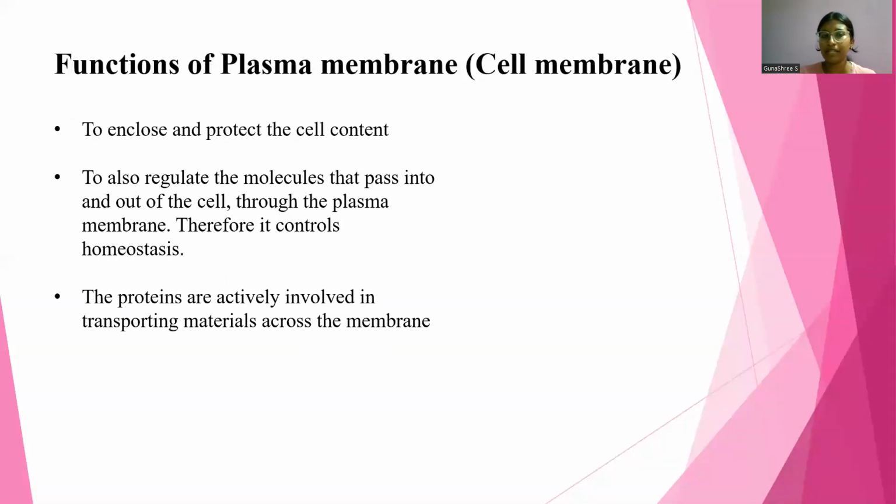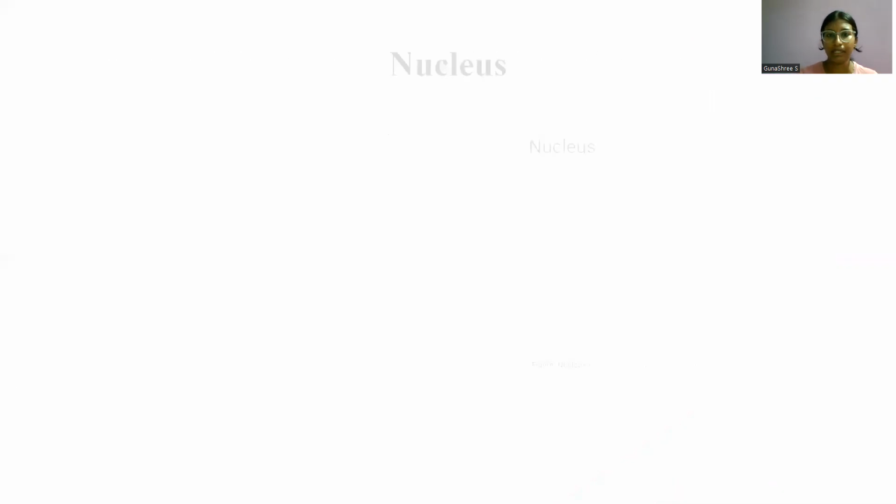Moving on to the functions of the plasma membrane. The first function is to enclose and protect the cell content. The second is to regulate the molecules that pass in and out of the cell through the plasma membrane. The third function is that the proteins present are actively involved in transporting materials across the membrane.